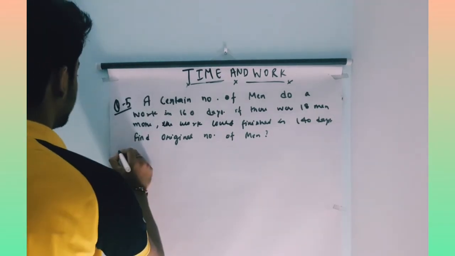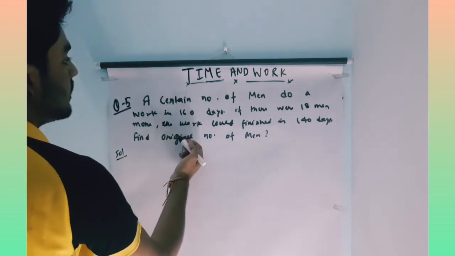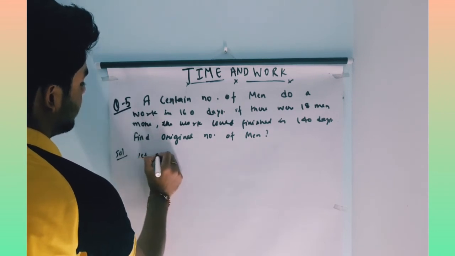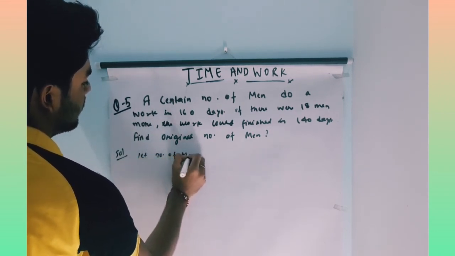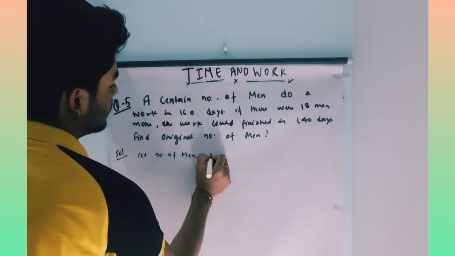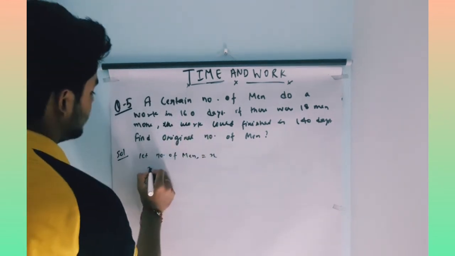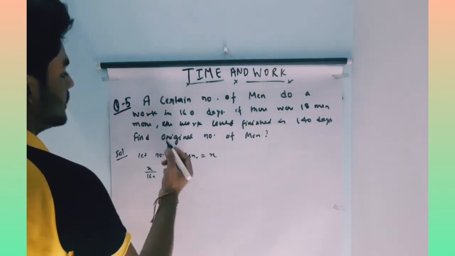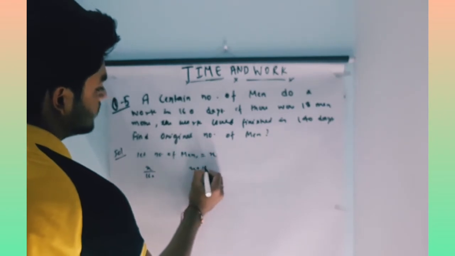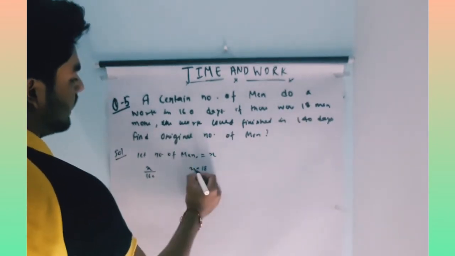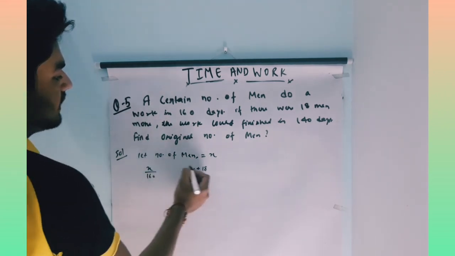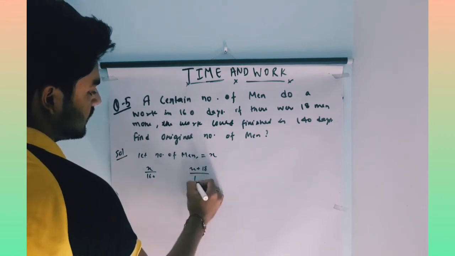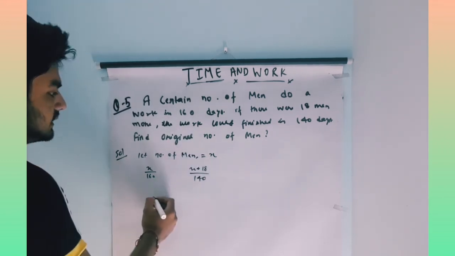Our fifth question is, a certain number of men do a work in 160 days. Let the number of men be X. Now X can do the work in 160 days. If there are 18 more men, that is X plus 18, the original number of men X and 18 more, the work could be finished in 140 days. So X plus 18 finish the work in 140 days.